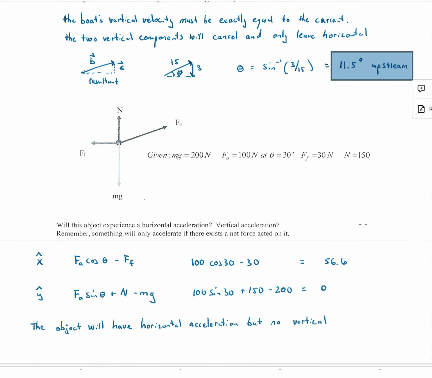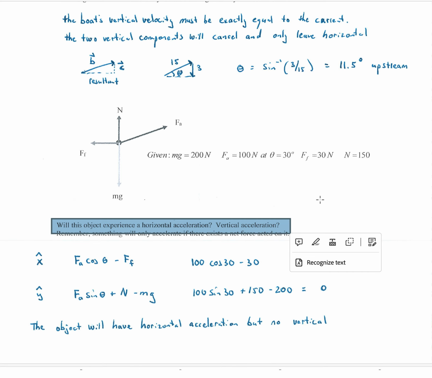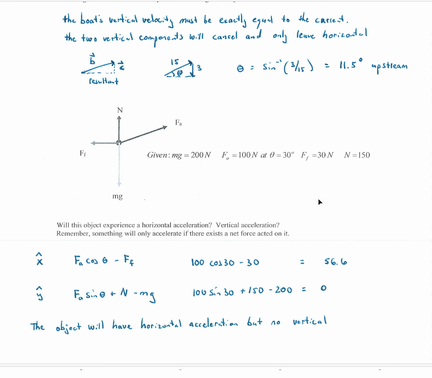All right, this one, kind of the classic, got a bunch of forces acting on this thing. The question is, will this object experience a horizontal acceleration or vertical acceleration? Well, I know we don't know Newton's second law, we haven't done a ton of examples on it, but if you have a net force in the horizontal direction, you will accelerate to the right. If you have a net force upwards, you're going to accelerate upwards.